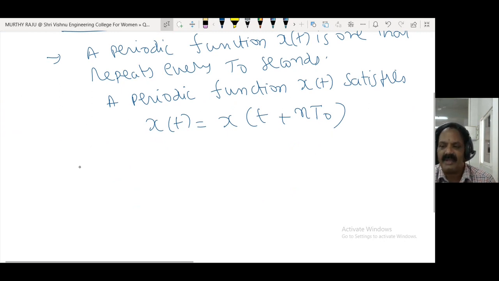According to the Fourier theorem, any periodic function of angular frequency omega naught can be expressed as an infinite sum of sine or cosine functions that are integral multiples of omega naught. That is the definition according to the Fourier theorem.